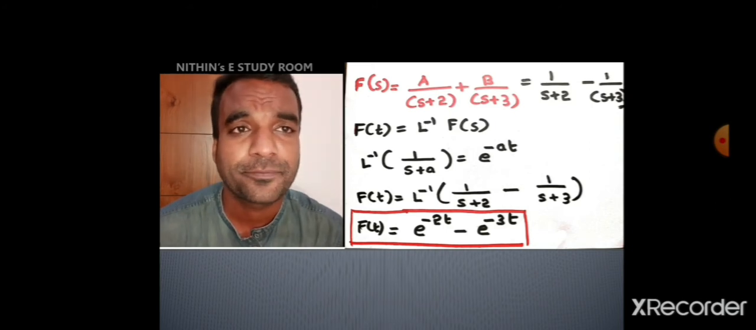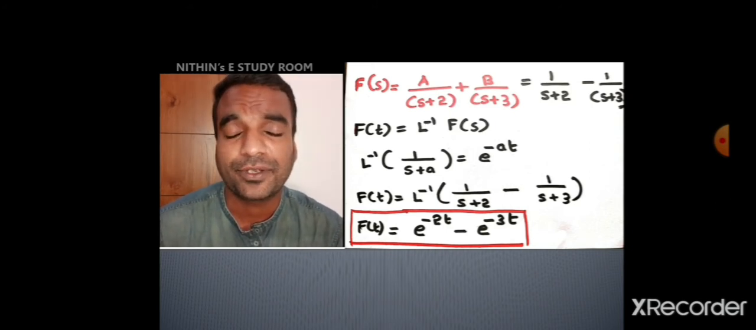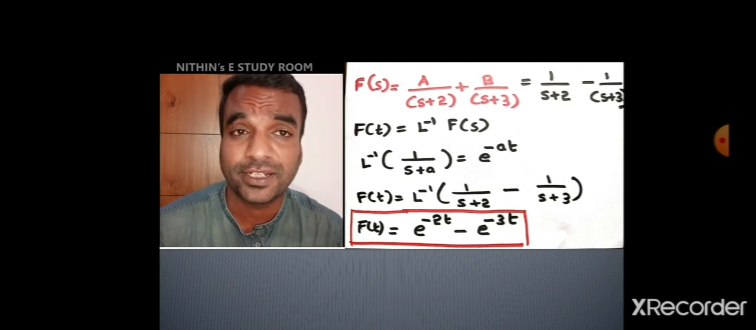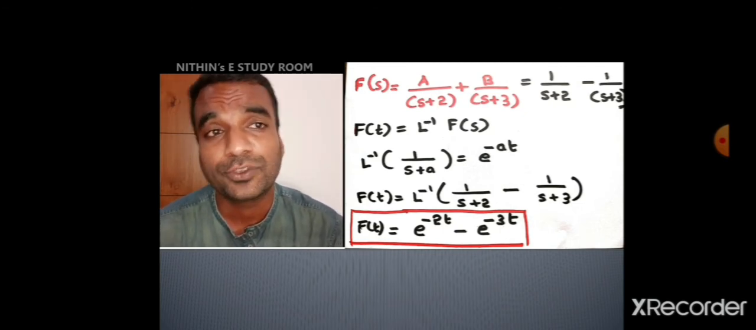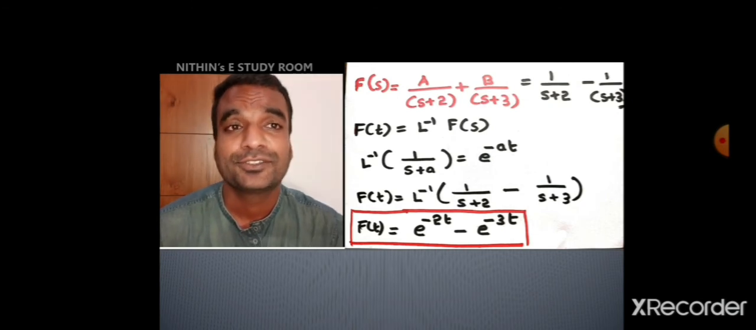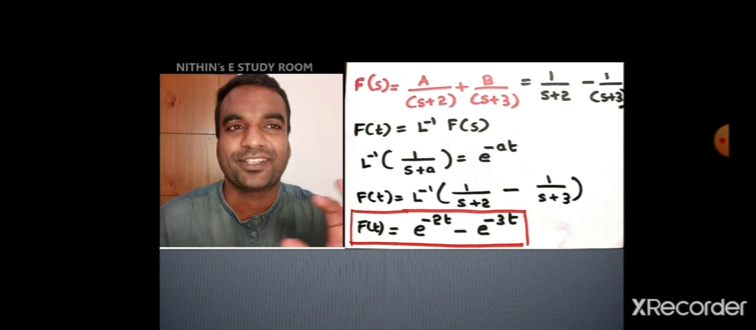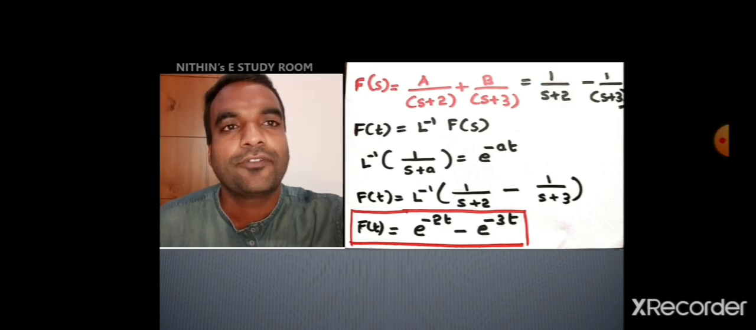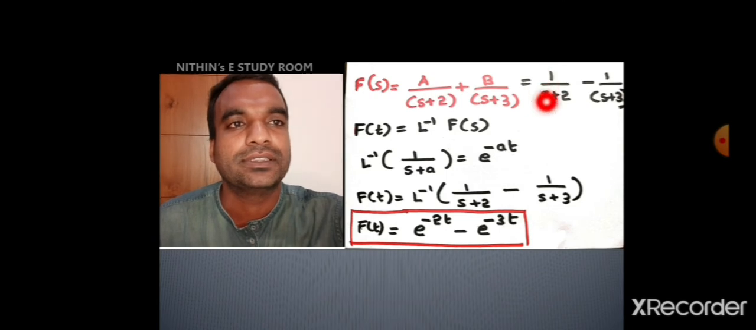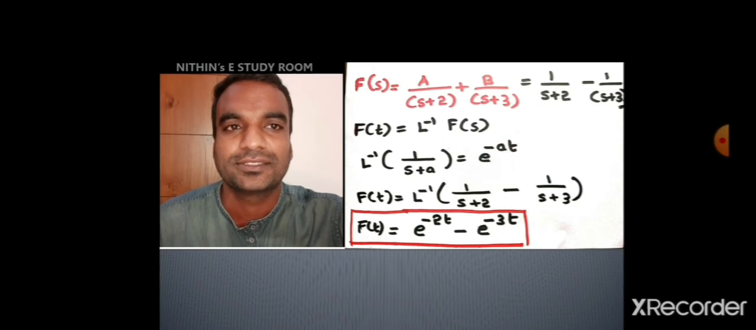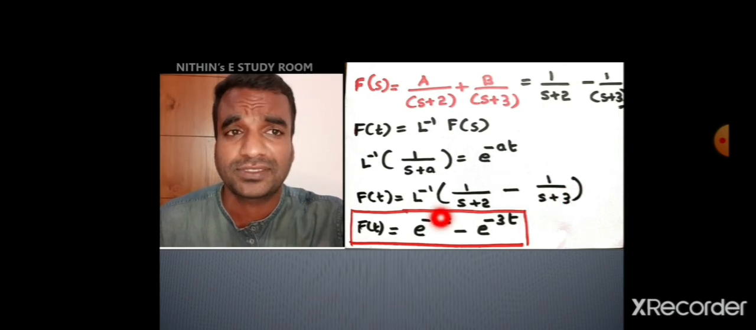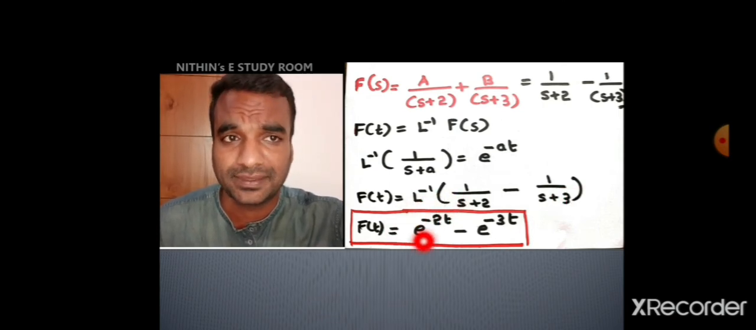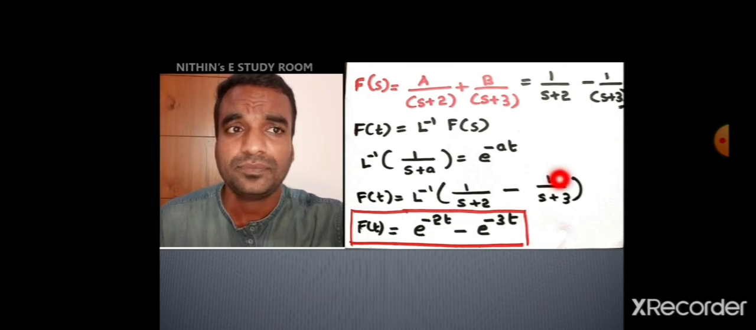In the last class we learned the basic equation: the Laplace transform of e raised to at is equal to 1 by s minus a, and of e raised to minus at is 1 by s plus a. So now we have to take the inverse Laplace of that equation. So f of t is equal to L inverse of F of s. L inverse of 1 by s plus a is equal to e raised to minus at. We already know these things. So f of t is nothing but L inverse of 1 by s plus 2 minus 1 by s plus 3. For the first term, it is e raised to minus 2t. For the second term, 1 by s plus 3, it is e raised to minus 3t.